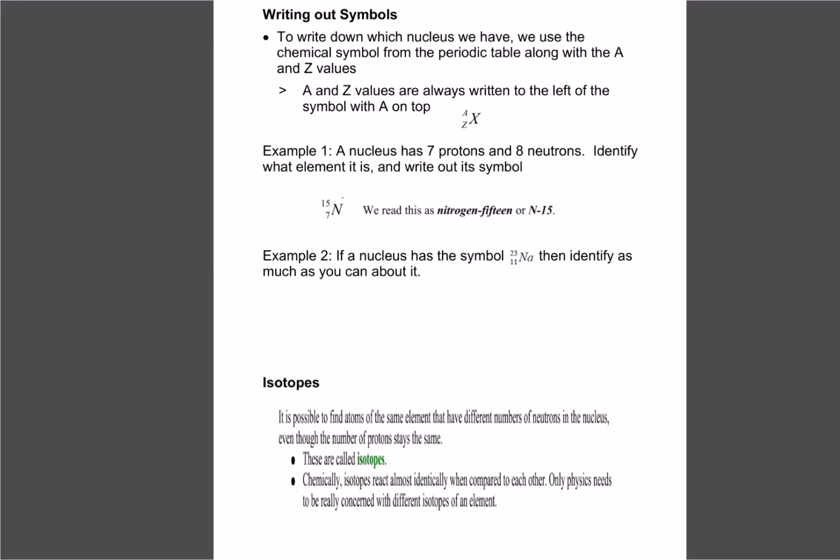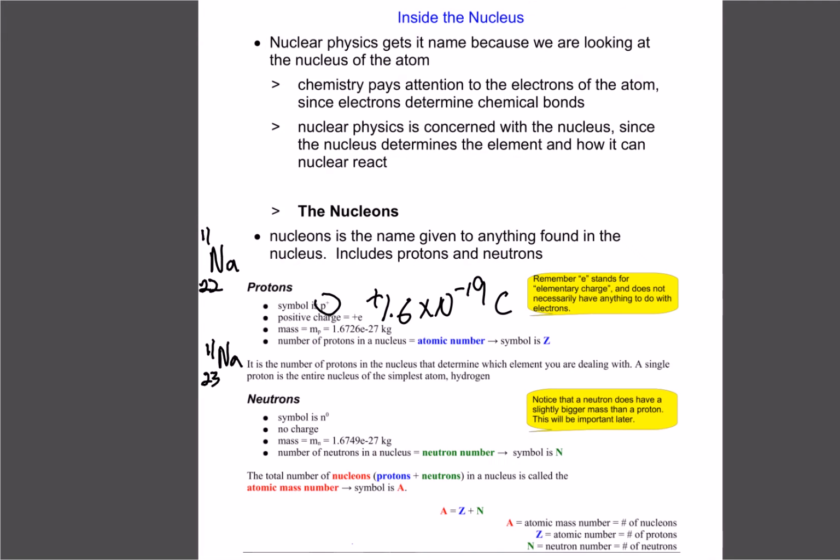So when we write these things, that's how we're going to do it. So the top number is the number of protons, the bottom number is the total number of particles. And actually, I think I just said that backwards. I did. So let's go back to the previous page. I wrote that backwards. It actually should be 23 and 11. So 11 is the protons, 23 would be the total.